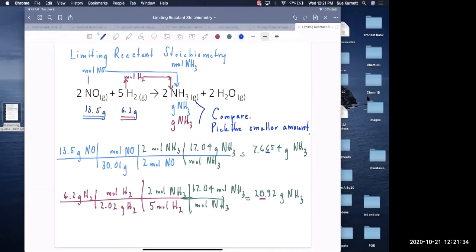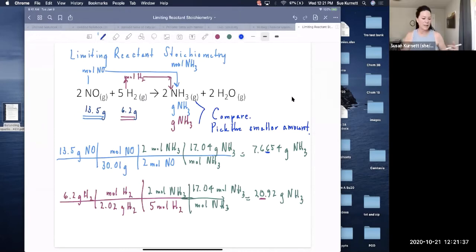Okay, so we've done grams to moles to grams, and we came up with some answers. They have different sig figs because the starting amounts have different sig figs. Both things were measured on a decigram balance. I went to the 10th of a gram, but I had more nitrogen monoxide, more mass of it, and that's why it has 3 sig figs.